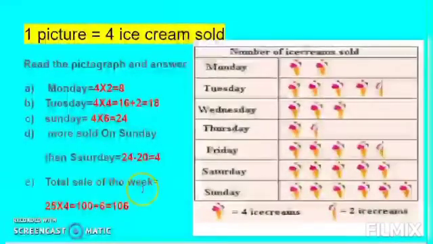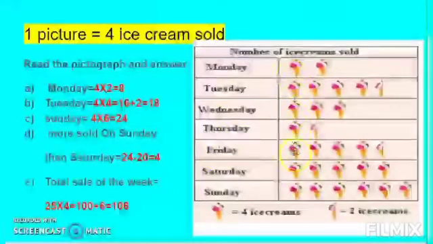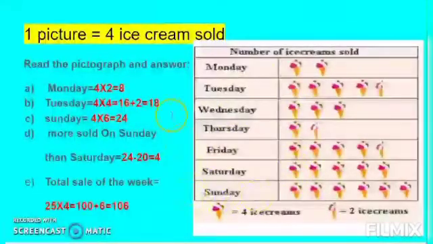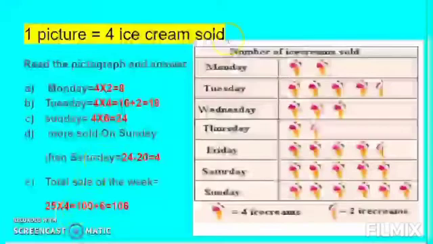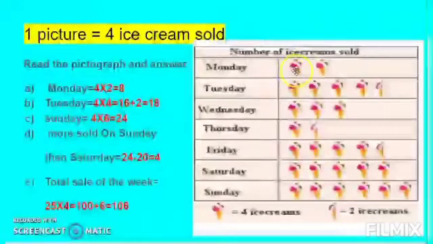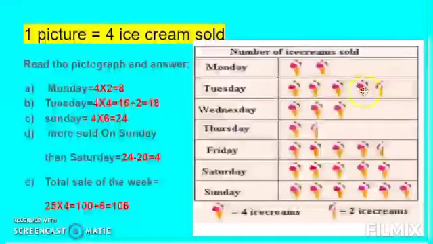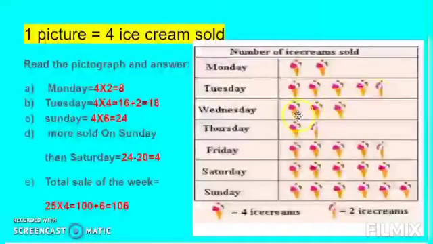And total sale of the week, that means all the days we have to find out the number and then add. So let us see. Let us count the total ice creams. 1, 2, 3, 4, 5, 6. We have left this half.